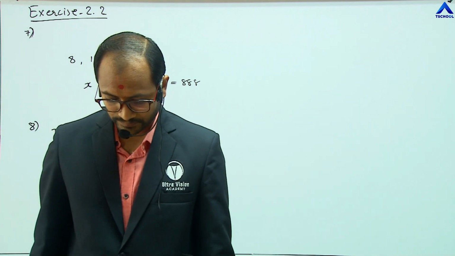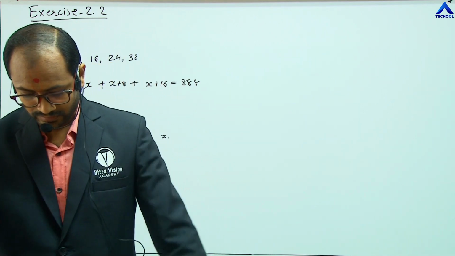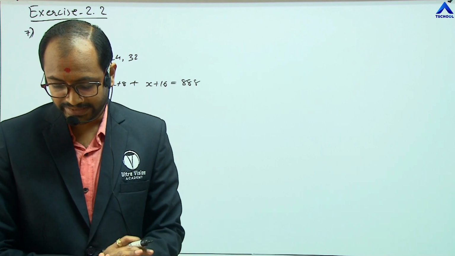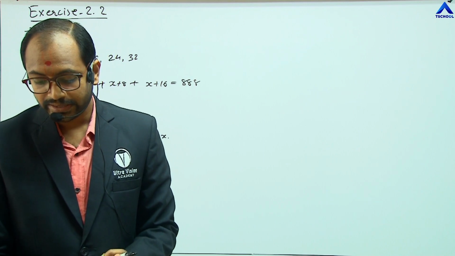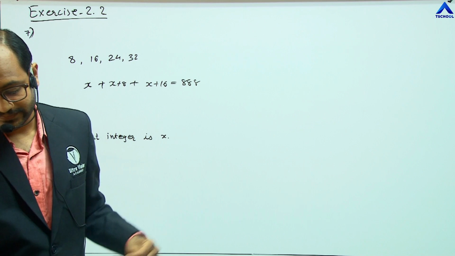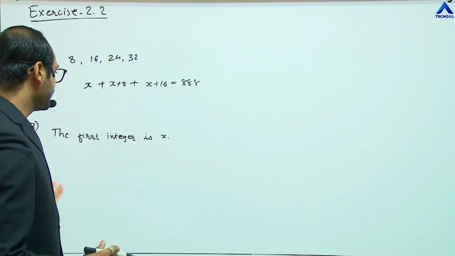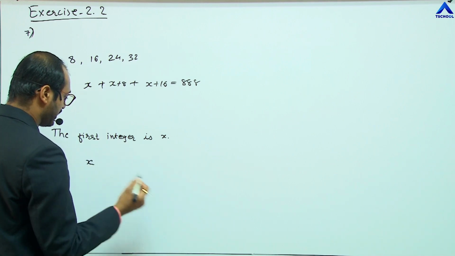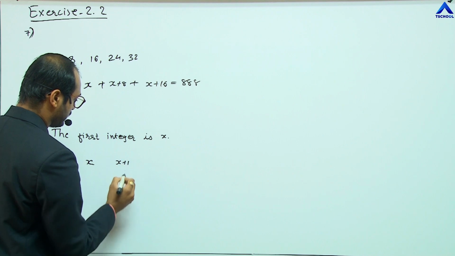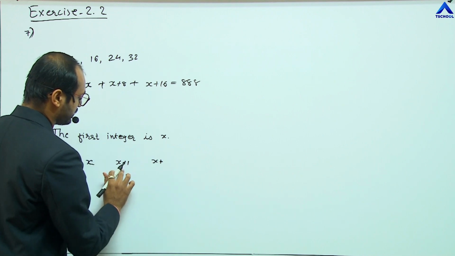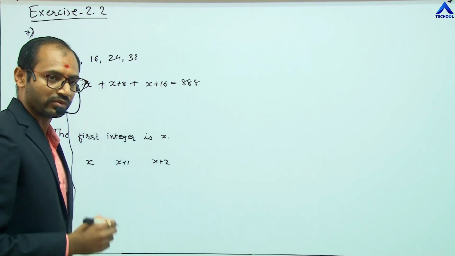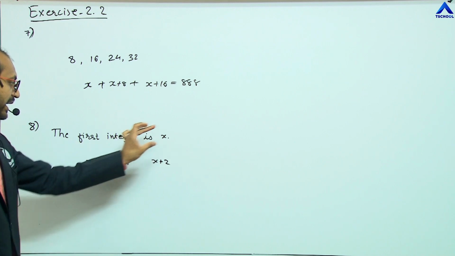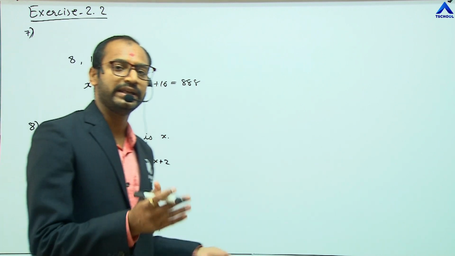These are in a certain manner, and all are in increasing order. So what is the next? All are consecutive. So first is x. What is the next? x plus 1. What is the next? Again x plus 1 plus 1, that is x plus 2. So these are the 3 consecutive integers. The first started from x. We don't know what the starting integer is.